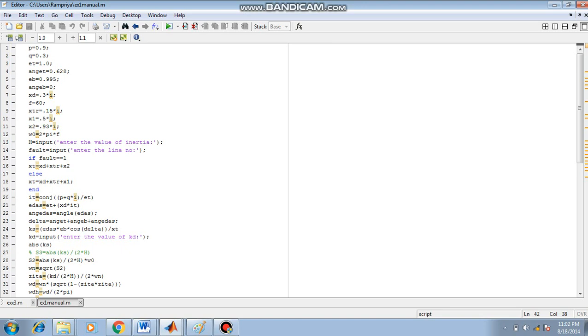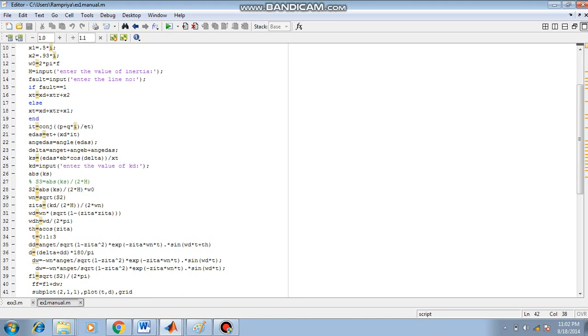We need to give the input. If the fault is in line number 1, then we neglect the first line, so your total reactance is XD, the transient reactance, plus the transformer reactance plus X2. Else, if the fault is in line number 2, there are two transmission lines, so we neglect line number 2 and consider only line number 1, the transformer and the transient reactance. So this is XT. Likewise, you need to calculate XT.